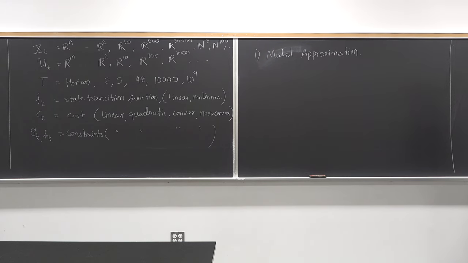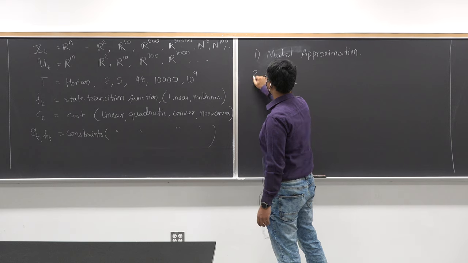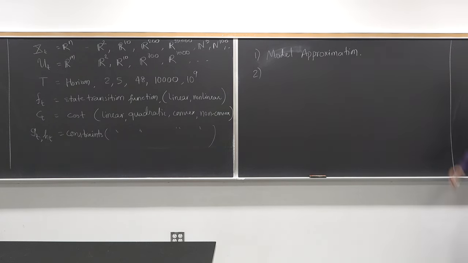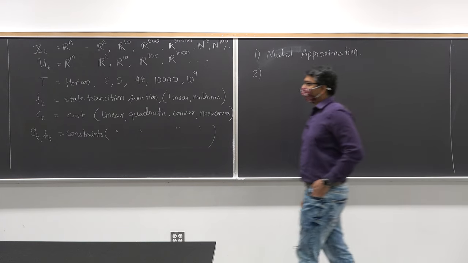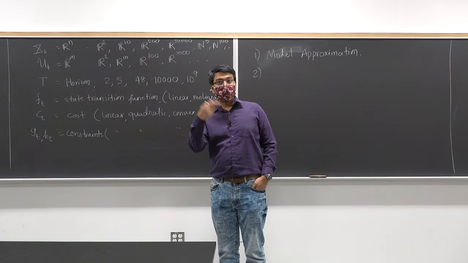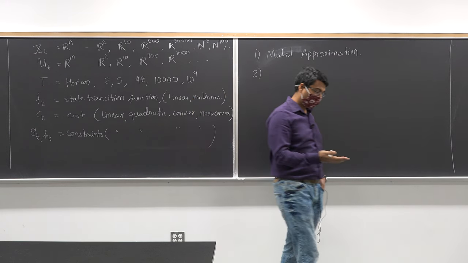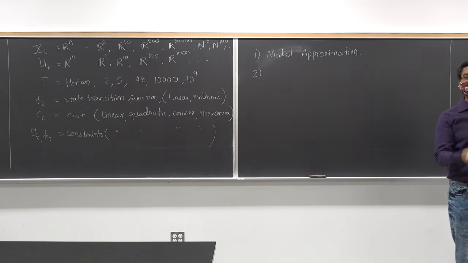Okay, so good. Option one is to do the model approximation. Now suppose the model is simple. It's a linear state transition function, a quadratic cost function, but now you have a bunch of constraints. What would you do now? And I want you to remember what we did in the previous class. We had a problem that we wanted to run on a computer. What exactly did we do in that particular problem?